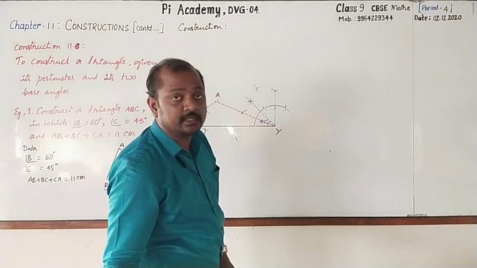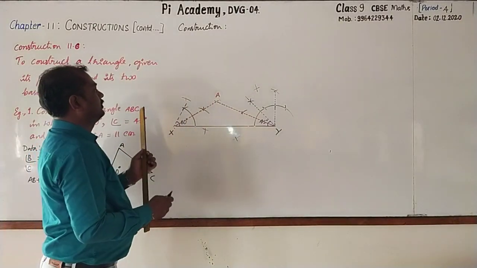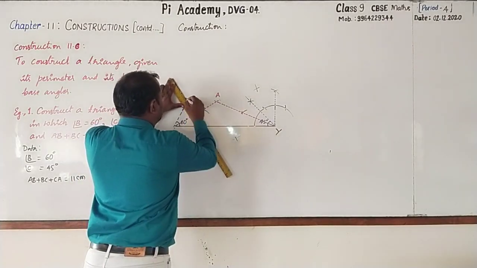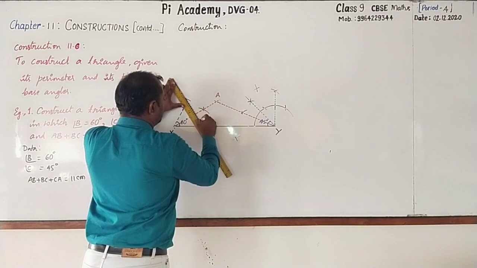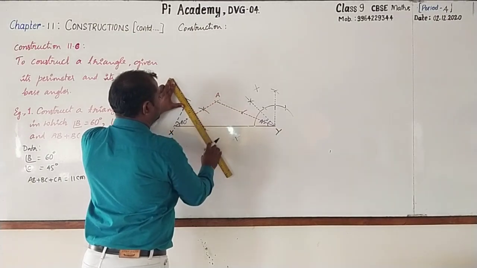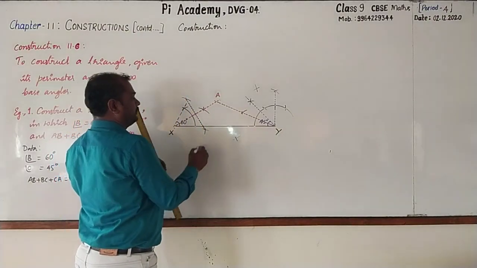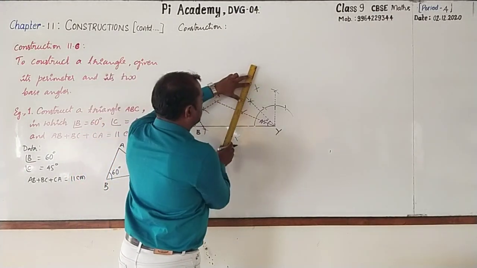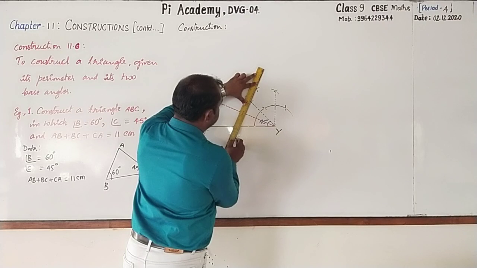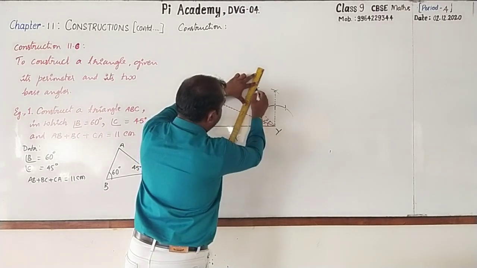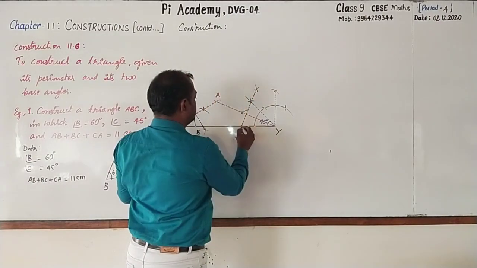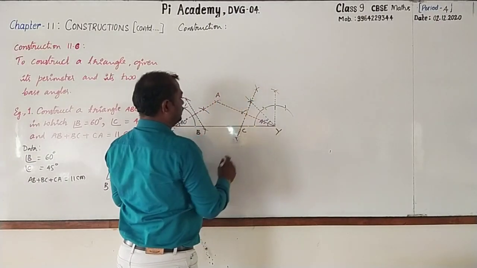Next, take scale and pencil. Draw these perpendicular bisectors again with the dotted line such that they intersect XY. And I call this point as B. Similarly, join these points of intersection. It will intersect XY at C.